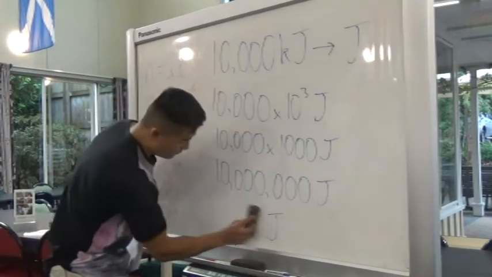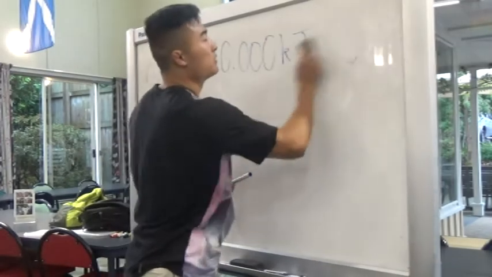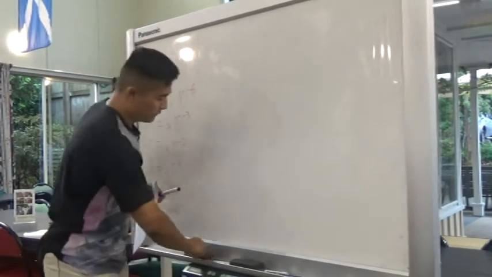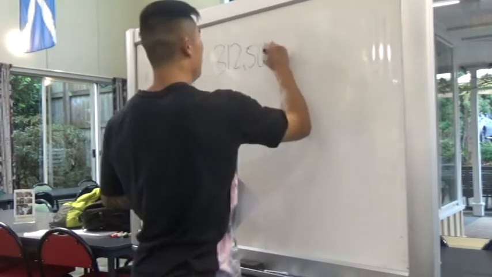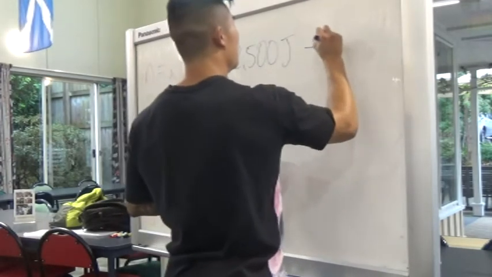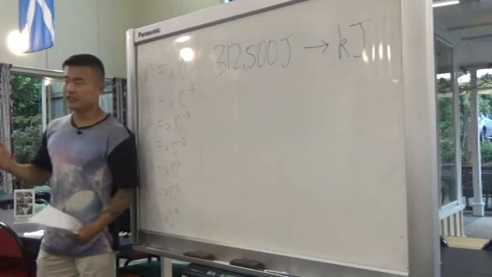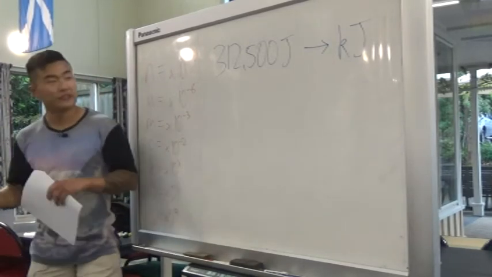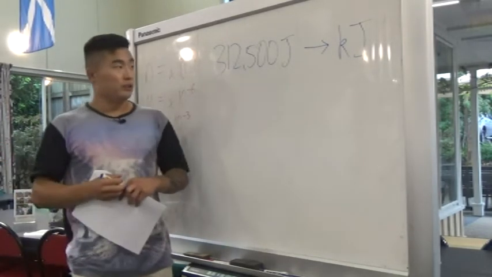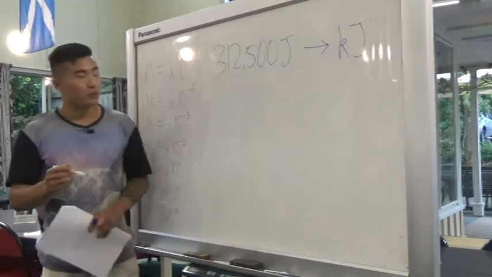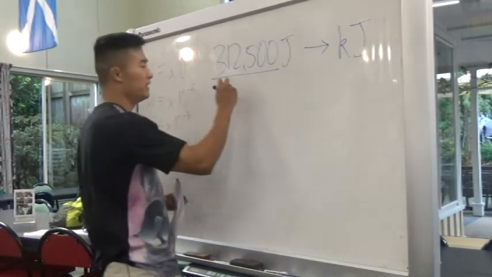So now the second one. For the second one, we're turning 312,500 joules into kilojoules. So here, are we trying to add a prefix or remove a prefix? We're going to add a prefix, right? So when you're adding a prefix, it's a little bit more complicated. So you have to divide by that prefix. So we know that K is times 10 to the 3. So we're going to take our number and divide it by times 10 to the 3.